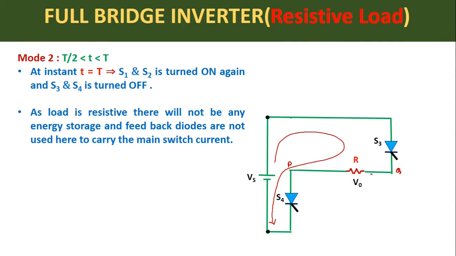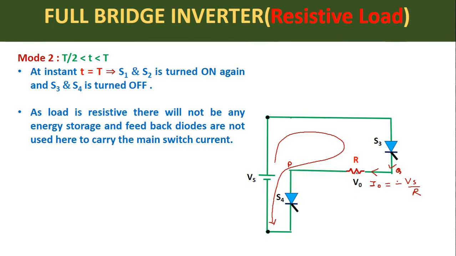Now the current will enter in the load at the Q point. That means the current in the load resistor will flow from right hand side to left hand side, that is opposite to the load current flowing in the mode number 1 operation. This direction of load current will be taken as negative, and here also load current will be equal to Vs by R only, but the current direction is changed, therefore we will take minus of Vs by R.